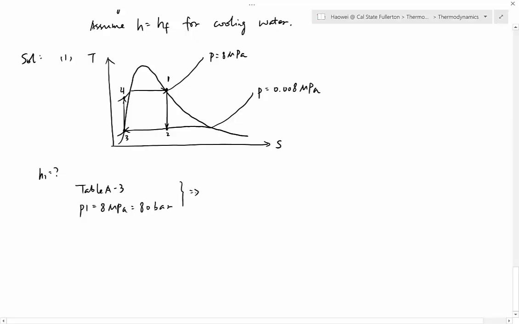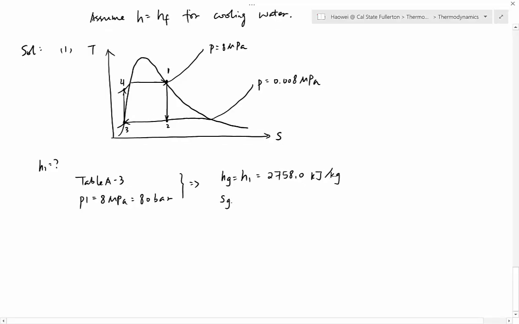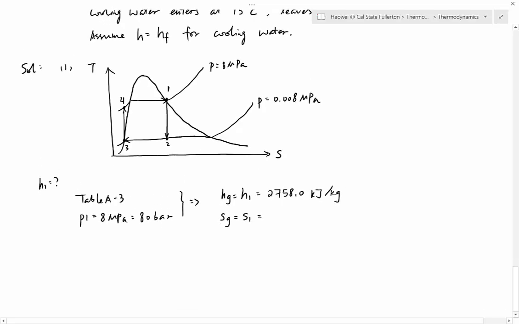And from the table, you can easily find h1. h1 must be equal to hg, and the value is 2758 kilojoule per kilogram. Since we're at the table, I also write down sg, and sg must be equal to my s1 because point 1 is point G. sg is equal to 5.7432 kilojoule per kilogram per Kelvin. That is the unit. Okay, so we have h1 now.